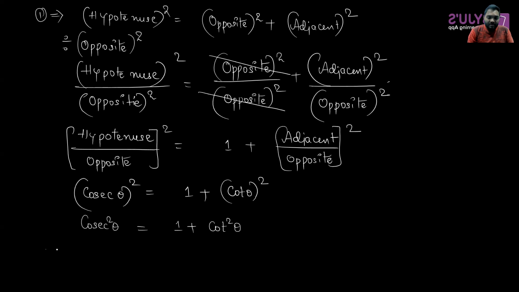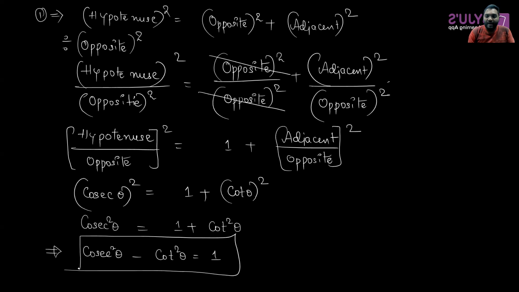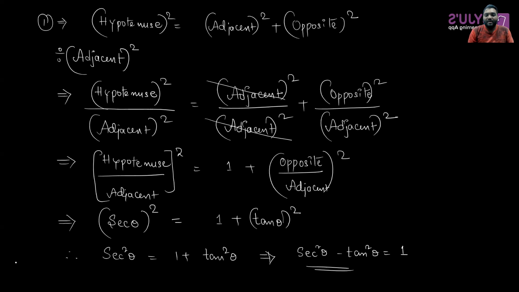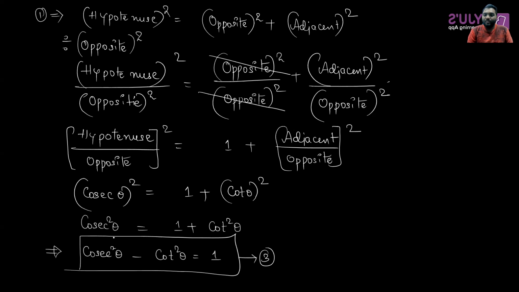And this can be written as cosecant square theta minus cot square theta equal to 1. So therefore, this is the trigonometric identity number 3. So here are the 3 trigonometric identities which are derived in this way. One identity you will get when you divide the Pythagoras theorem with hypotenuse square, one identity has been derived when you divide the entire Pythagoras theorem with adjacent square, and the other one when you divide with opposite square. So this is the topic for the trigonometric identities.